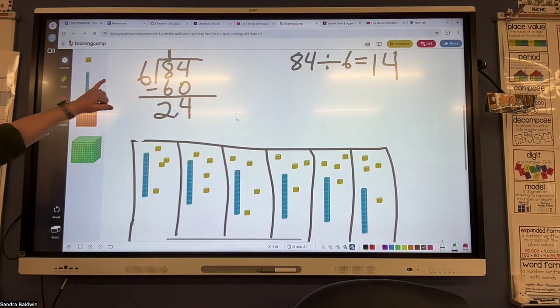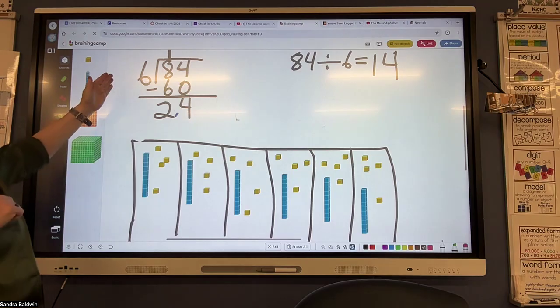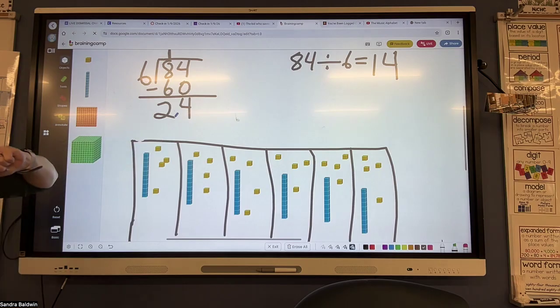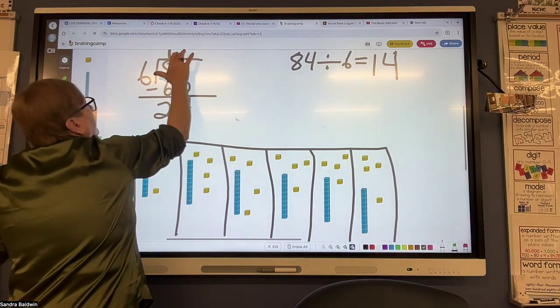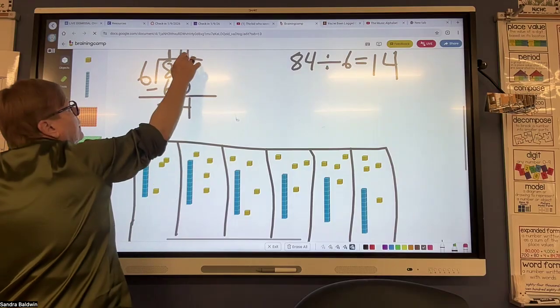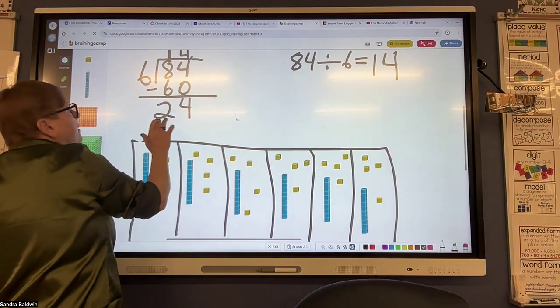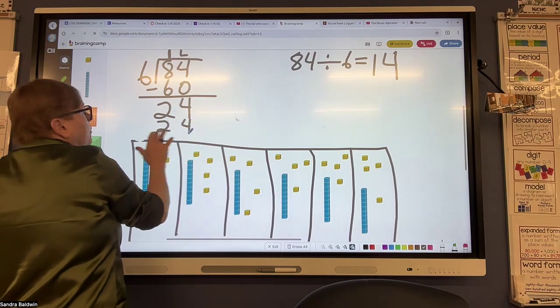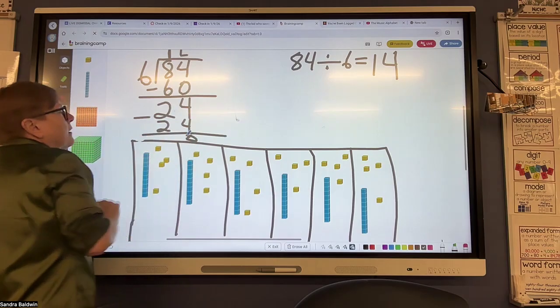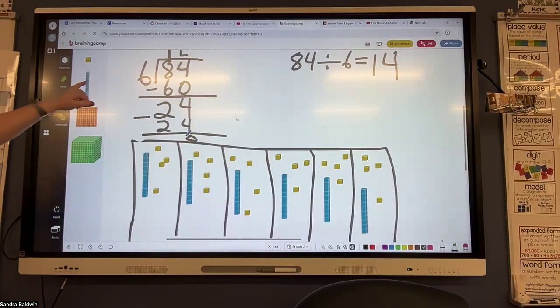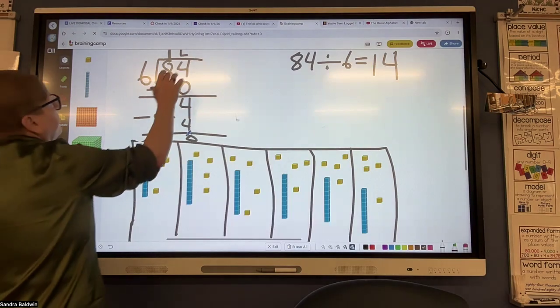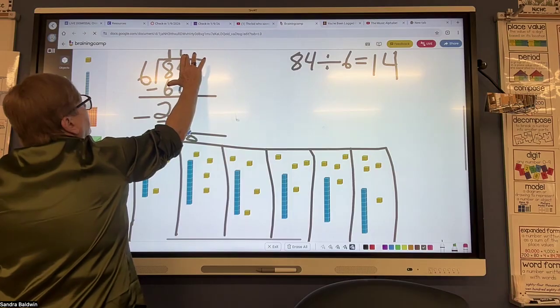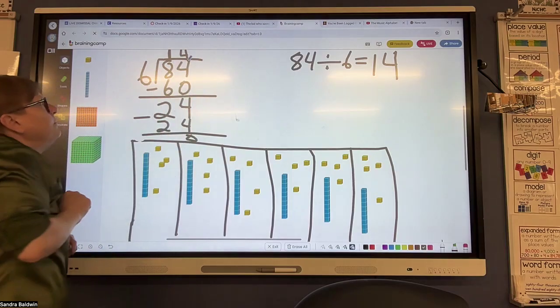Then I'm going to say, well, how many groups of 6 will fit into 24? Or another way to say that is, 6 times what gives me 24? Well, if I know my multiplication tables, I know that 6 times 4 gives me 24. So I will put a 4 in the ones place. 4 times 6 is 24. When I subtract, I don't have any left. So 84 divided by 6 is 14. That looks a little bit better.